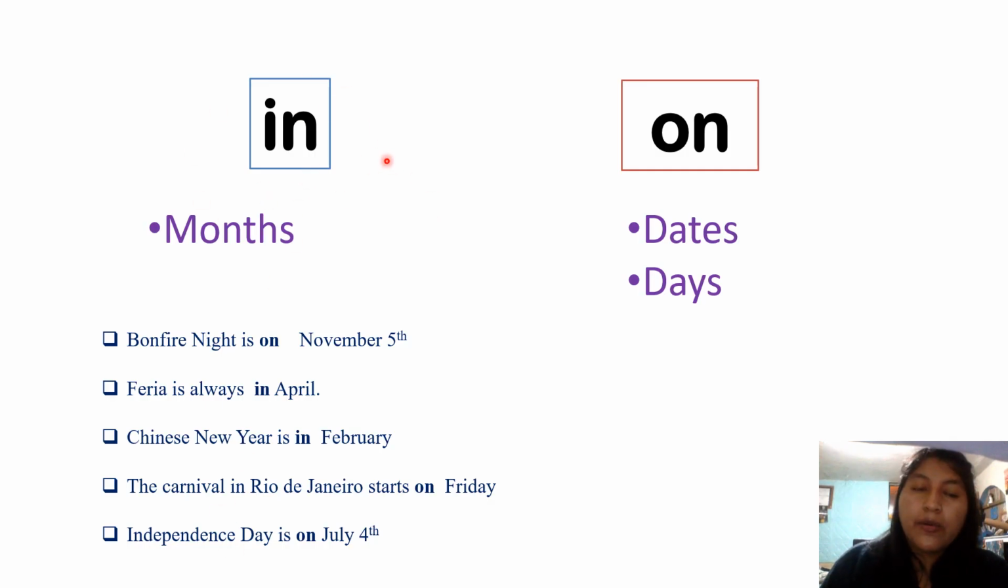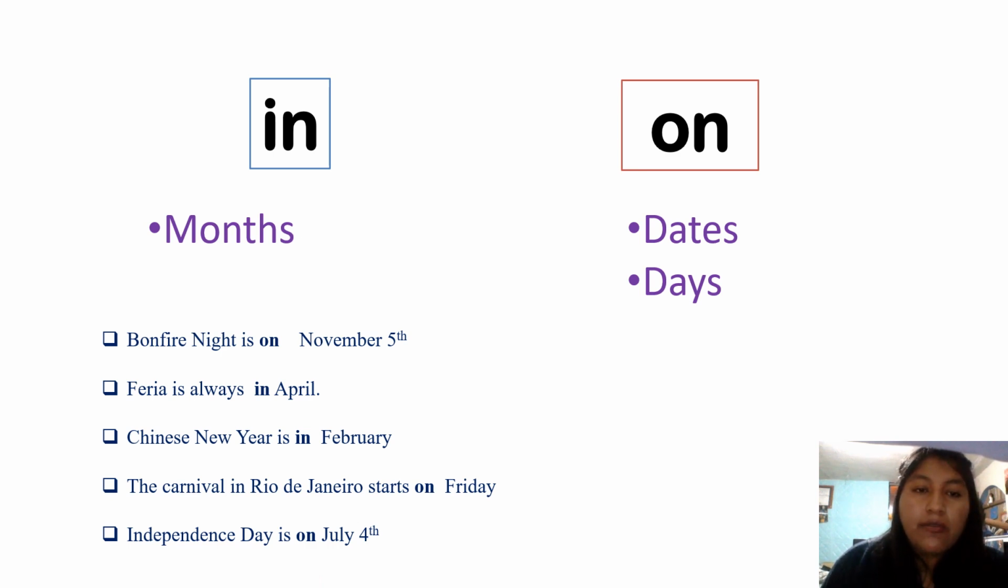In this lesson, we are going to learn how to use these words: in and on. These are prepositions of time that we use when we want to express time, when something happens, okay? So here I have some examples that I need you to read.